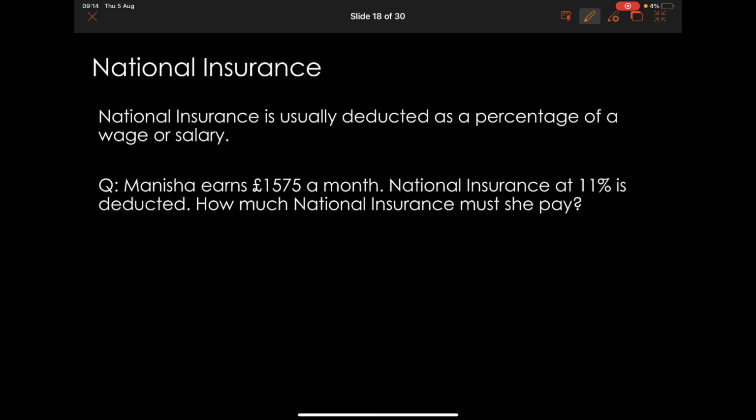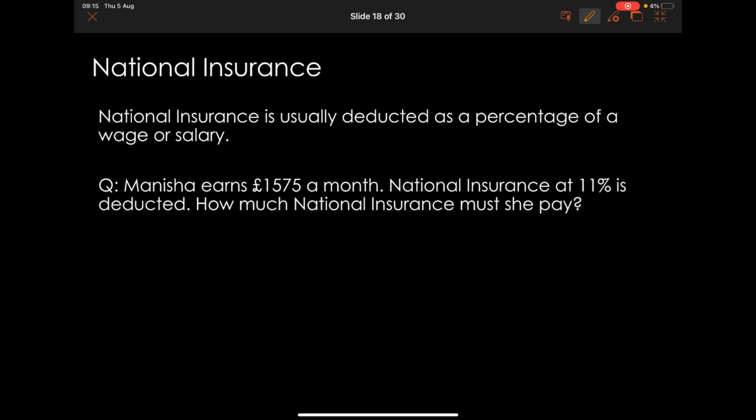All right, let's look at some national insurance then. National insurance is usually deducted as a percentage of a wage or salary. Manisha earns £1,575 a month. National insurance at 11% is deducted. How much national insurance must she pay? Okay, so that's not too bad a question. If you'd like to do that one, you can. It's very simple. It's back to the beginning of what we were doing, but it's just about national insurance.